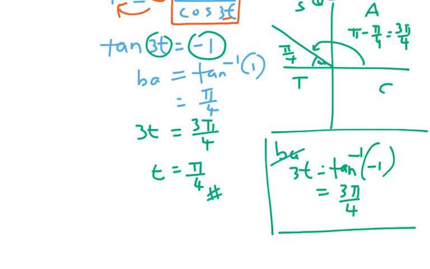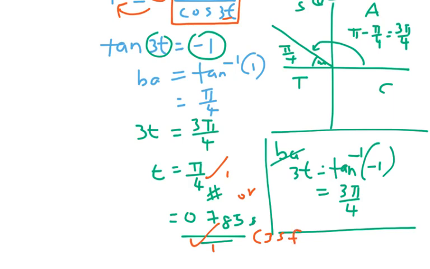Alright, so if you answer in decimal, just press pi over 4. The answer in decimal will be equivalent to 0.785 seconds, 3 significant figures. So this answer is correct, as well as this answer is acceptable. Please remember, always answer in 3 significant figures.